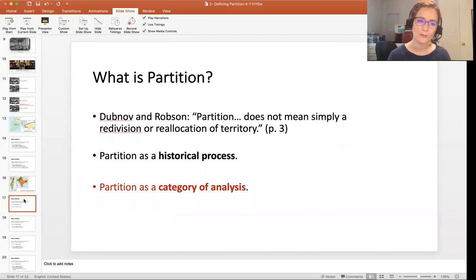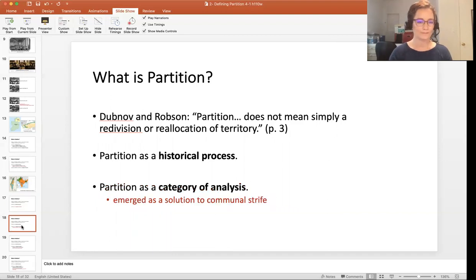Let's end today by thinking about partition as a category of analysis. And this is how Dubnov and Robson talk about partition. They have a number of different linked arguments about what a partition is and how we define it as scholars. To explore the idea of partition as scholars, we have to take a few of these ideas from the Dubnov-Robson piece. I'll let you read further and find a couple more, but I've nailed a couple down just for us to get some working vocabulary.